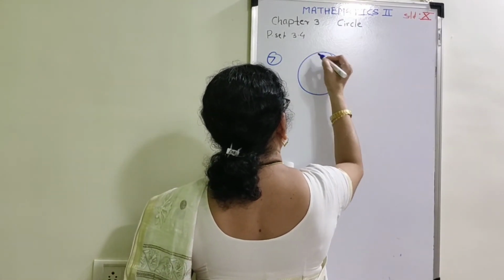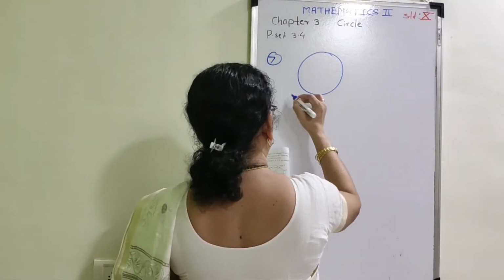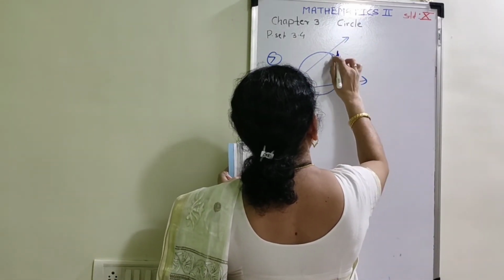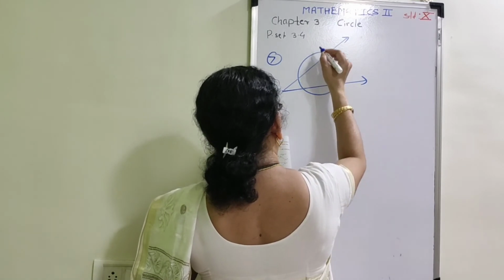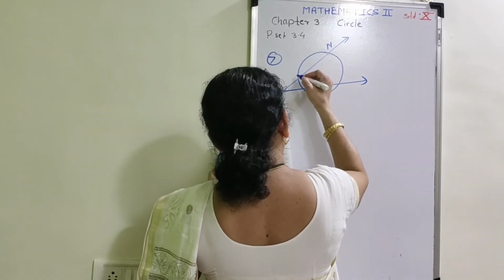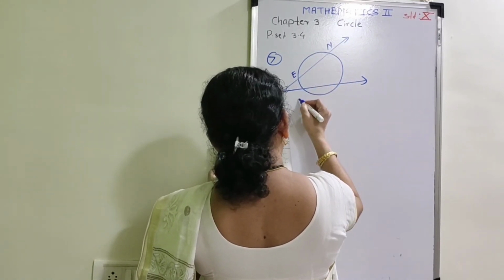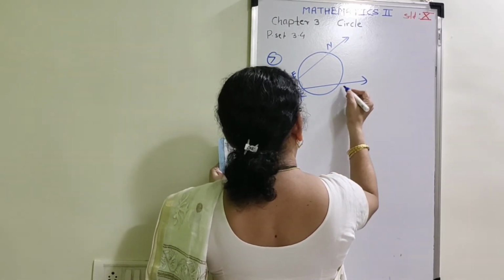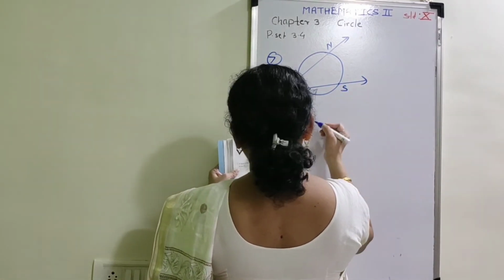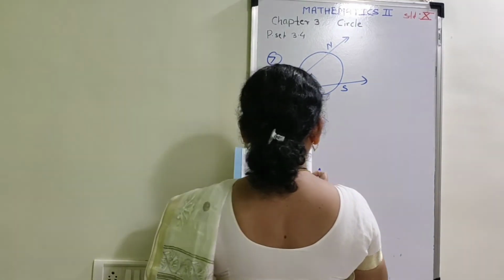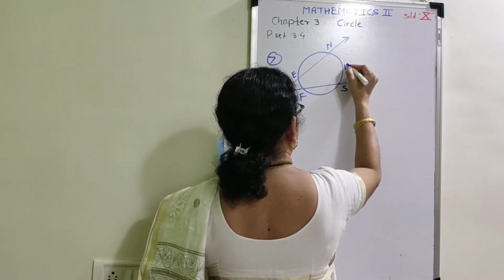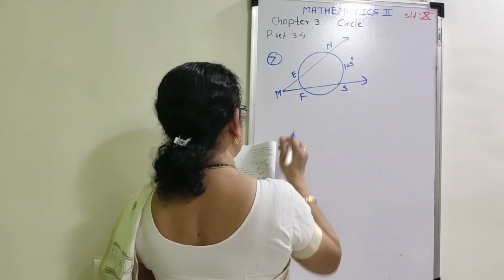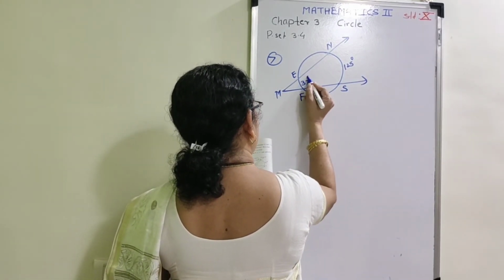Circle is given and two intersecting chords are given or secants are given. This is point N, this is E, this one is F, this is point M, and this is point S. Measure of arc NS is 125 degree. Measure arc EF is equal to 37 degree.